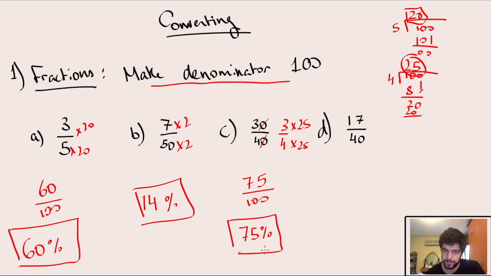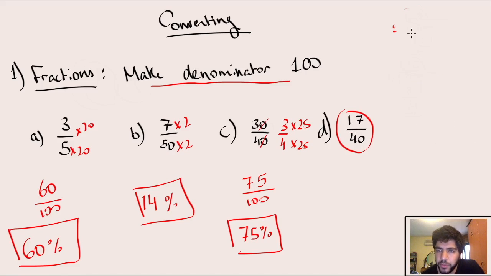So far, so good. The whole goal here is to convert the denominator to 100. Now, this one's kind of tricky because we can't simplify this fraction. The denominator is still 40, but we can't simplify it. So let me clean this up a bit, and we're going to do the same thing. We're going to find out what we multiply.